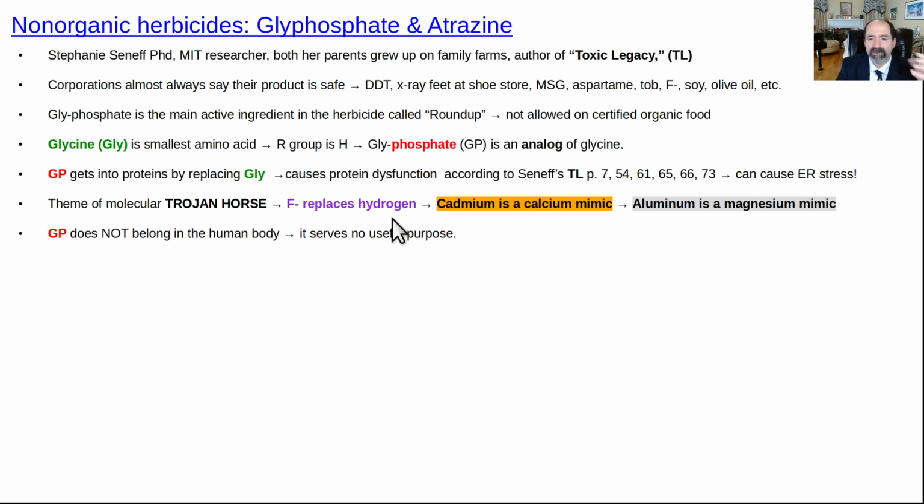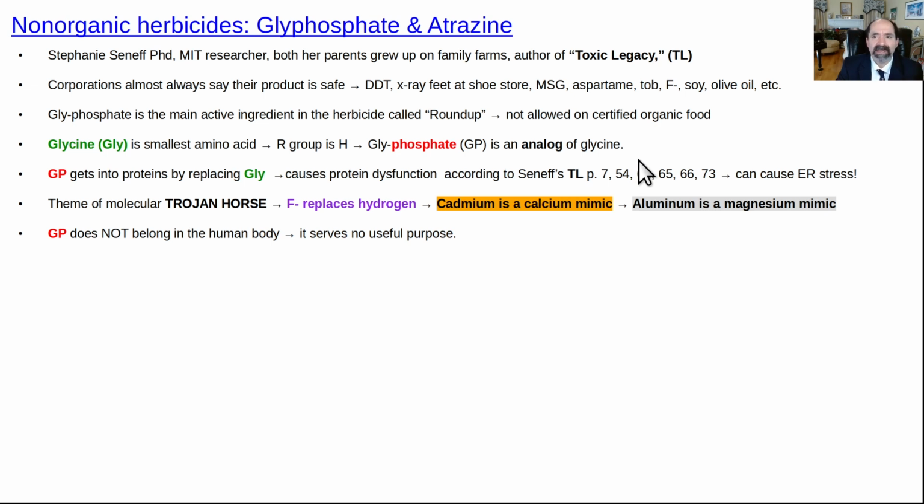Fluorine can replace hydrogen. They're both very small. That's how I remember that one. Cadmium can replace calcium. I remember that because they both start with the letters Ca, cadmium and calcium. Aluminum can mimic some of the things that magnesium does. Magnesium is like this wonderful ion that we tend to be deficient in, and aluminum is like a disaster.